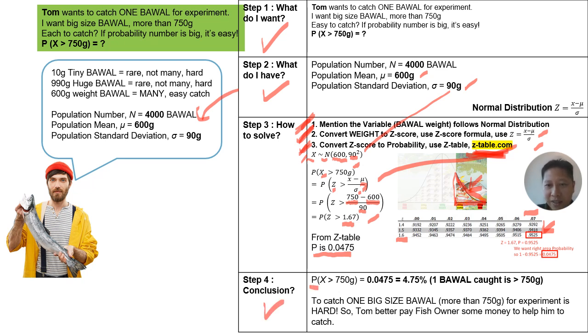The probability of finding the bawal that is more than 750 gram, after converting from gram to the Z to the probability, is 0.0475 or 7.75%. This is a small number, meaning it's really difficult to catch that bawal fish in the lake. We can ask the lake owner to help us because he's more experienced, and maybe we need to pay him to catch the big size bawal.